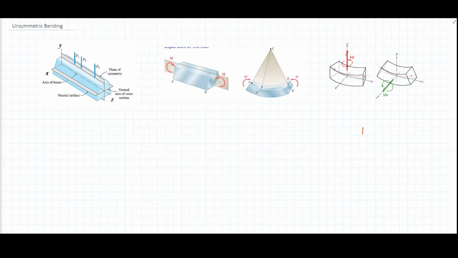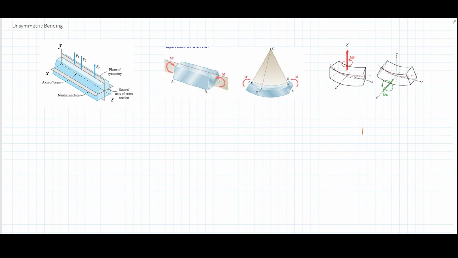Our lecture today is about unsymmetric bending. It is something that you, as engineers, might face in your work life. It might be possible if you go in the direction of, for example, structural design, construction, or even some specifics of maintenance engineering. You might be facing such problems that require dealing with unsymmetric bending.